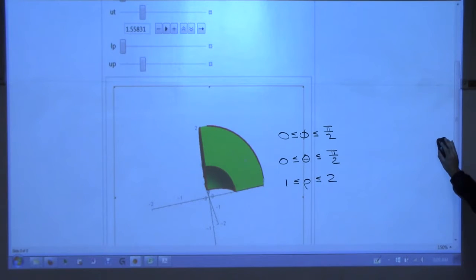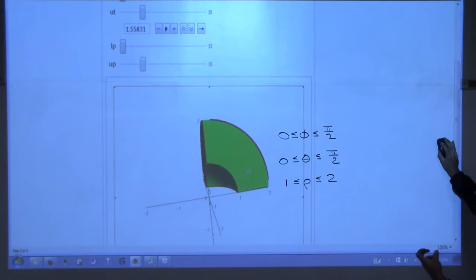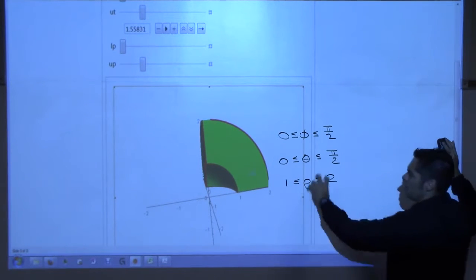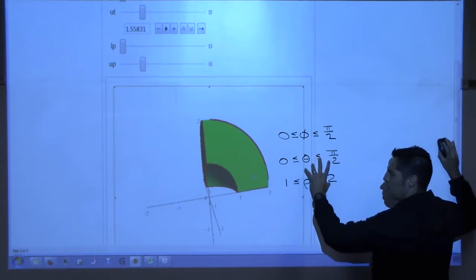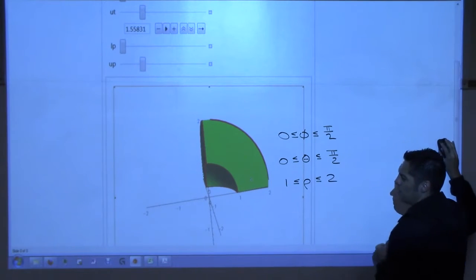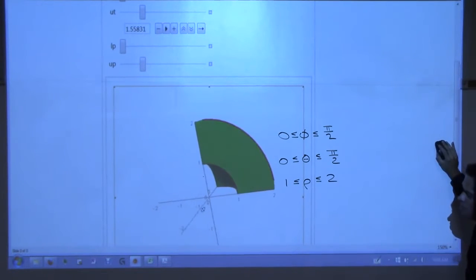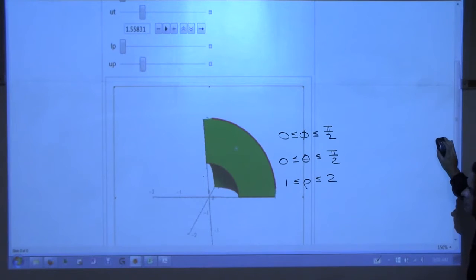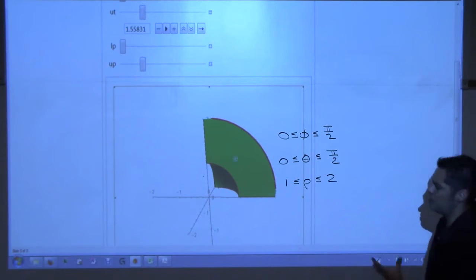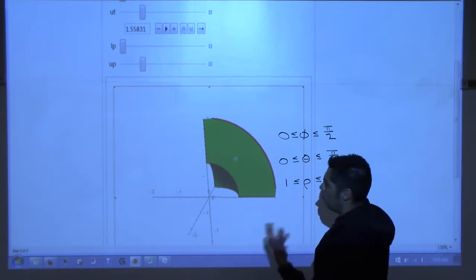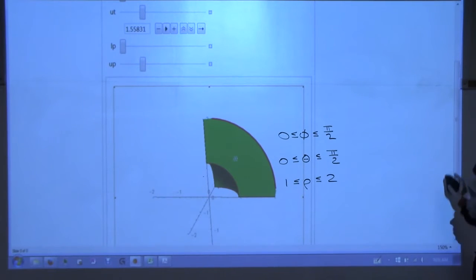So you can see this region is a lot different than a cylindrical region, and it's different than a Cartesian one. I mean, it's very easy to define that region in spherical compared to, imagine trying to define that in Cartesian or cylindrical. It would be much more challenging. So whenever we have regions like this that we're trying to integrate over, it's natural for us to want to switch to spherical.